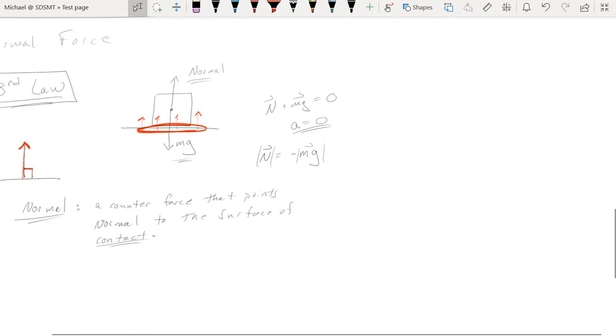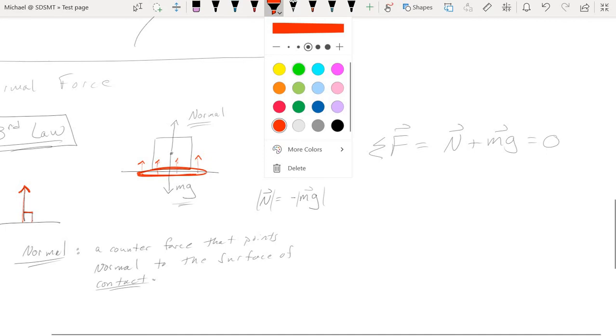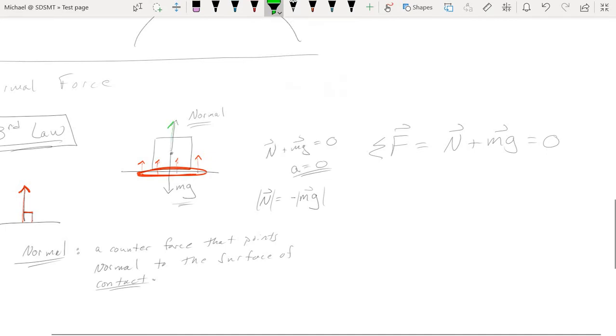We can take this a step further, and we can try applying a sum of forces to this system. We can say that the normal force plus the gravity force is equal to 0. But a lot of people have a tendency to look at this picture and they say, well, the normal force is pointing up, and the gravity force is pointing down. Those are vectors that are in opposing directions. Why are you adding them?